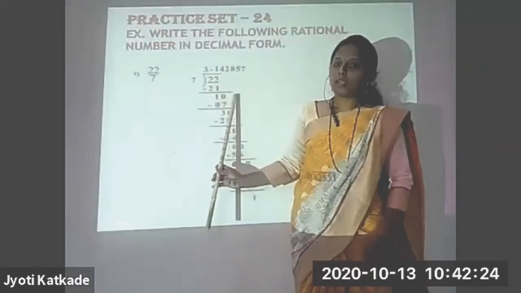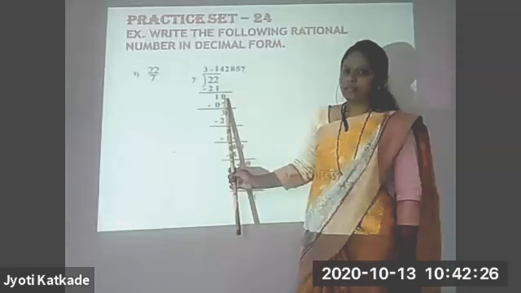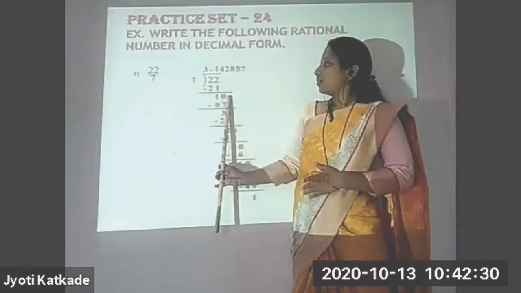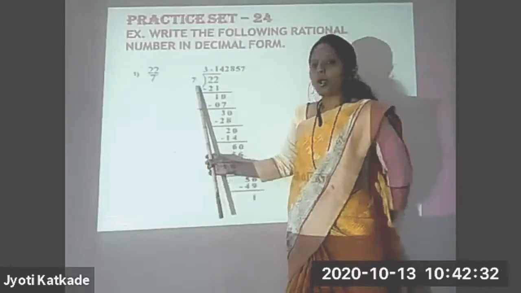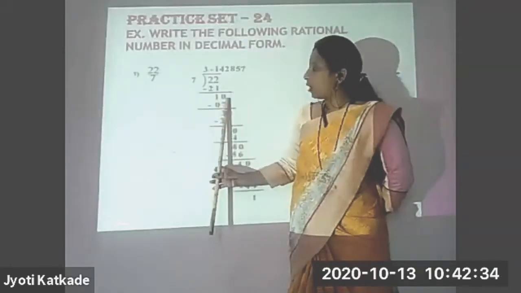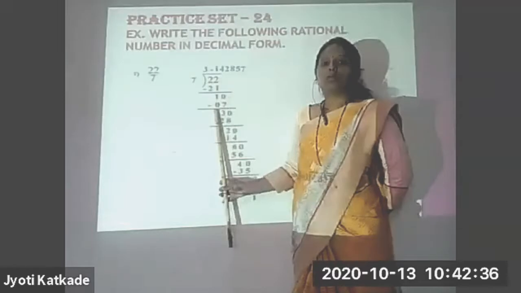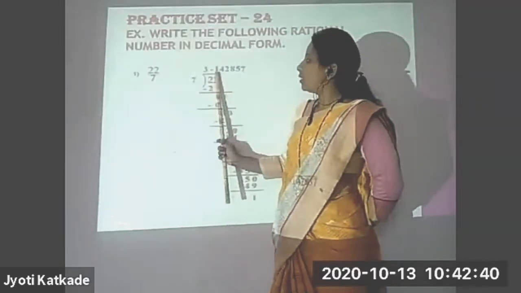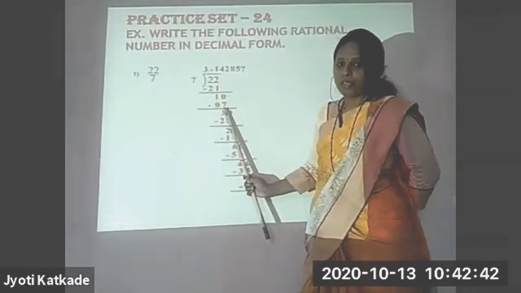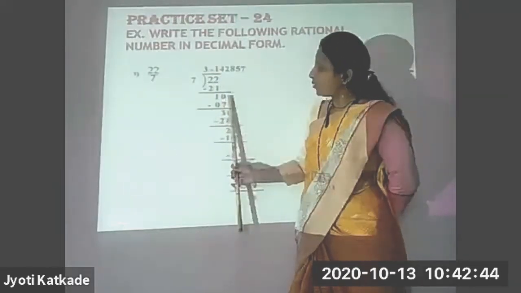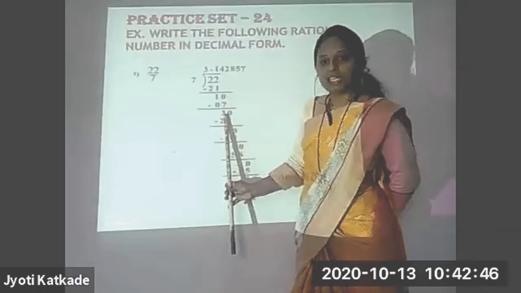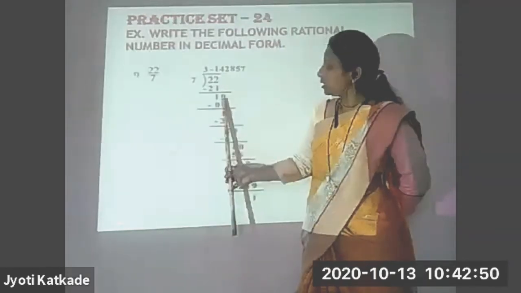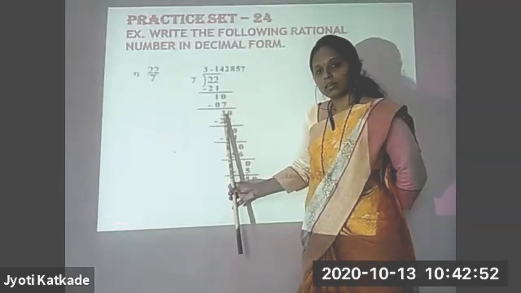Now here is 10. We can divide 10 by 7. 10 is not in the table of 7, but we can find the nearest smaller value than 10. 7 ones are 7. When we subtract 7 from 10, we get 3 here.